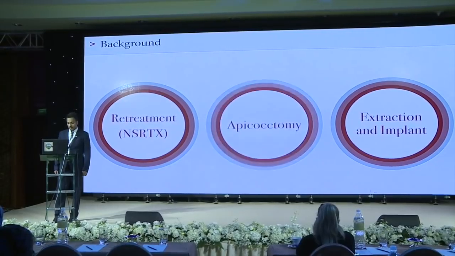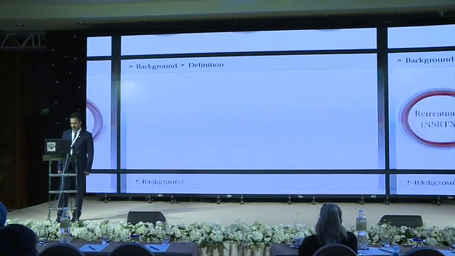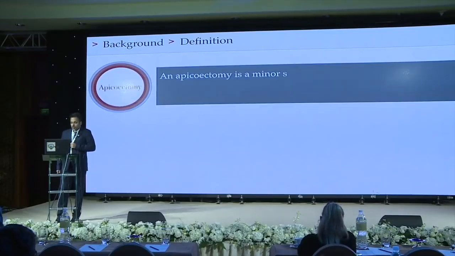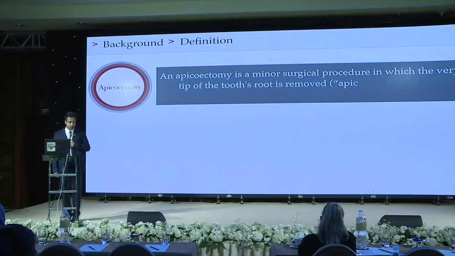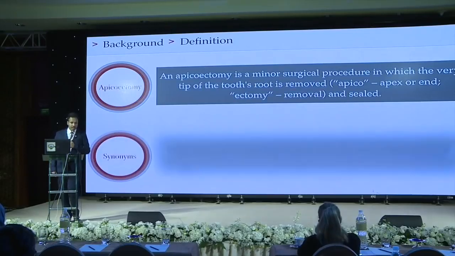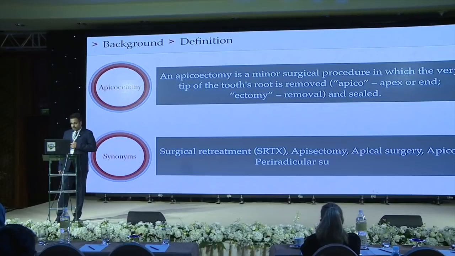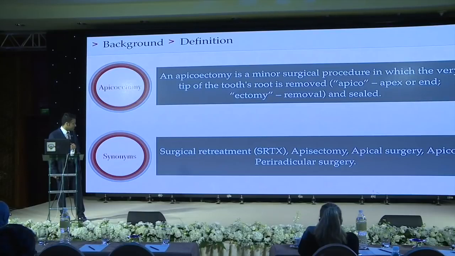And the second option is apicoectomy. Apicoectomy is basically a surgical procedure to remove the tip of the root, and we seal it with a biocompatible material, such as MTA or bioceramic. It has different names. Surgical retreatment is a very popular name. Apicectomy, apical surgery, apico, which is a shortcut of apicoectomy, and periradicular surgery. And periradicular surgery is probably the most scientific name.